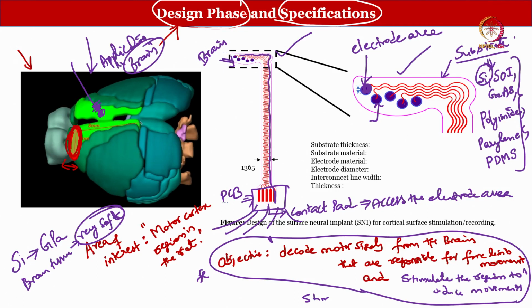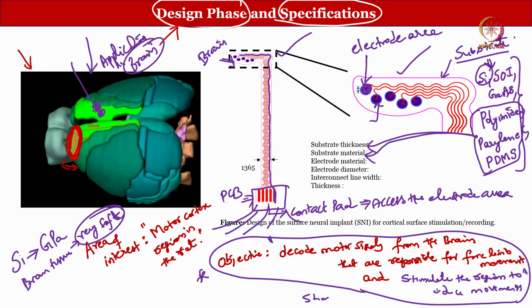So, since the brain tissue is very soft compared to silicon, people use flexible materials, which are polyimide, parylene C, and PDMS. These are all flexible materials. You can choose one of them for the brain application. That depends on the application, it is not that I am necessarily forcing it, but you can think in that way about which substrate material you can choose.